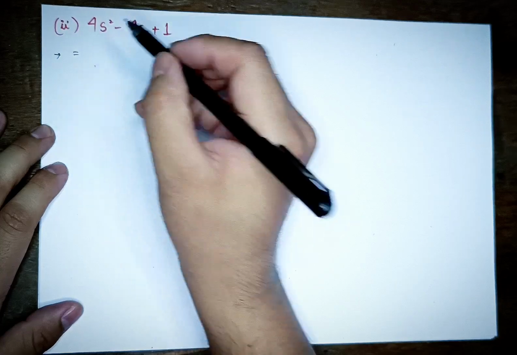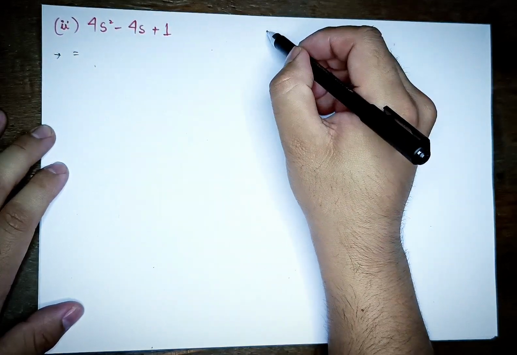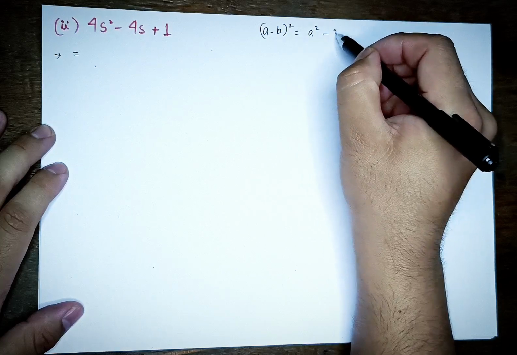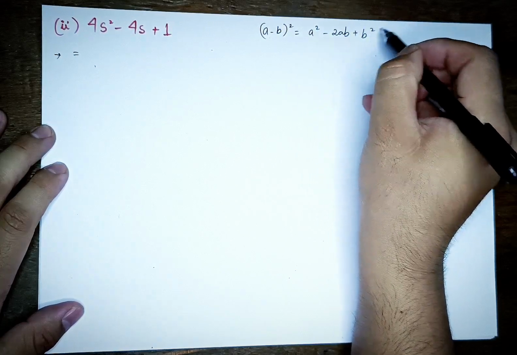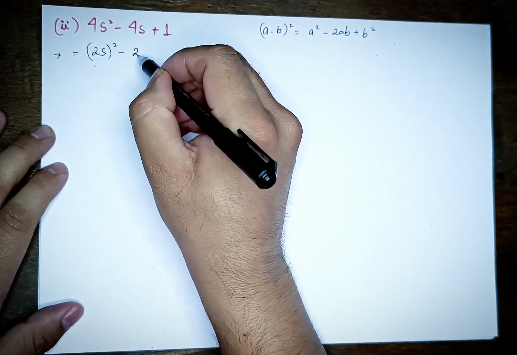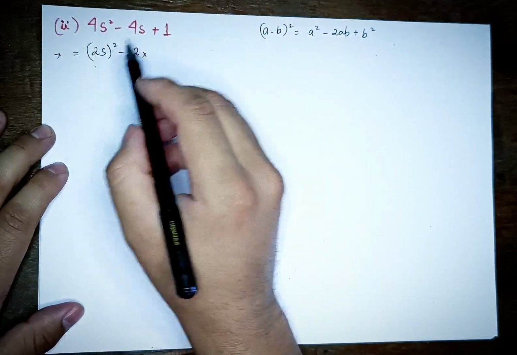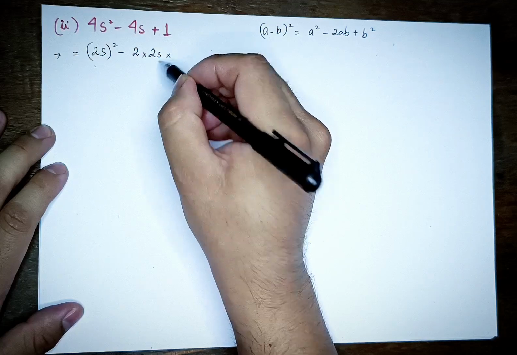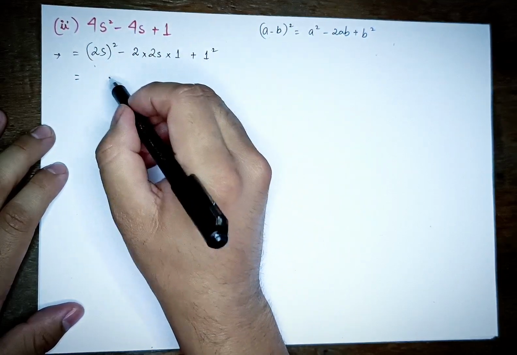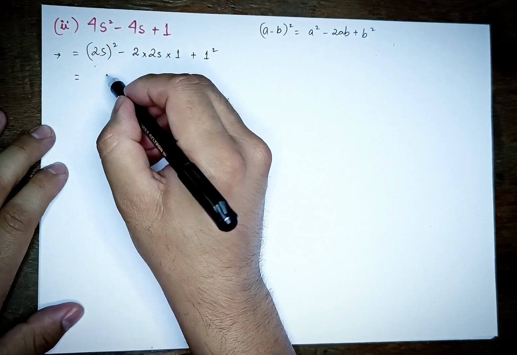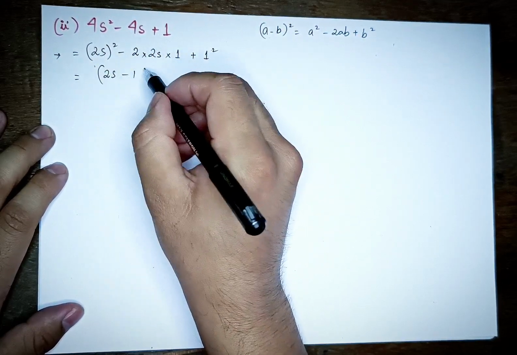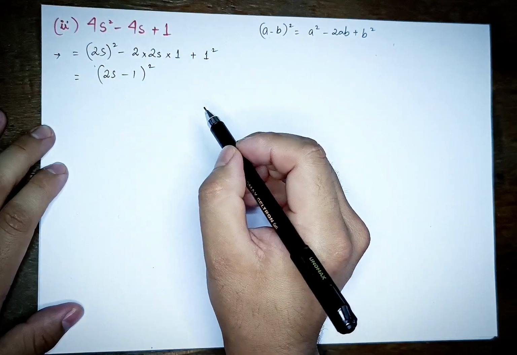Here, this quadratic polynomial can be written in the form of (a minus b) whole square is equal to a square minus twice ab plus b square. So I can write this as (2s) whole square minus twice a, what is our a? Our a is 2s, into 1, plus 1 square. So I can write this as (a minus b) whole square. What is our a? Our a is 2s, minus, our b is 1. So I can write this as (2s minus 1) whole square.